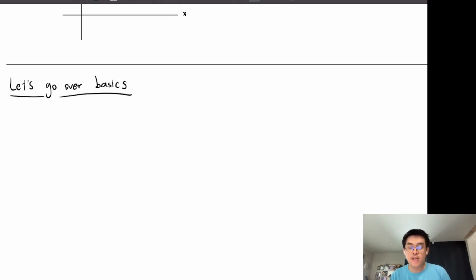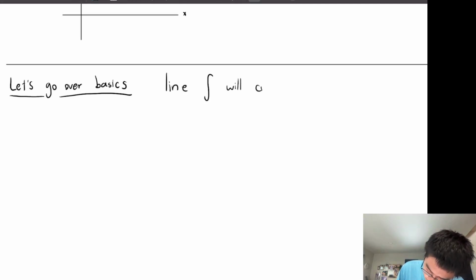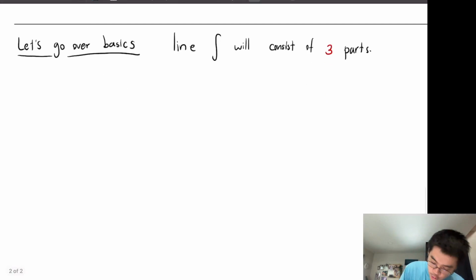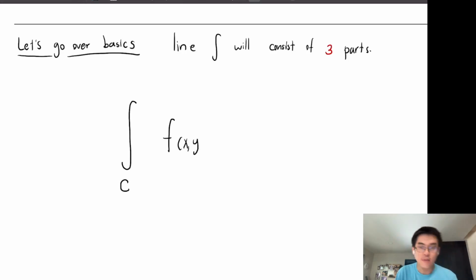All right, a line integral will consist of three parts. So I'm gonna write big, so it's gonna be integration over C. You have a function f(x, y), right? So I write f(x, y) now. It could be in three dimensions, it could be f(x, y, z), right? And it could be d something.